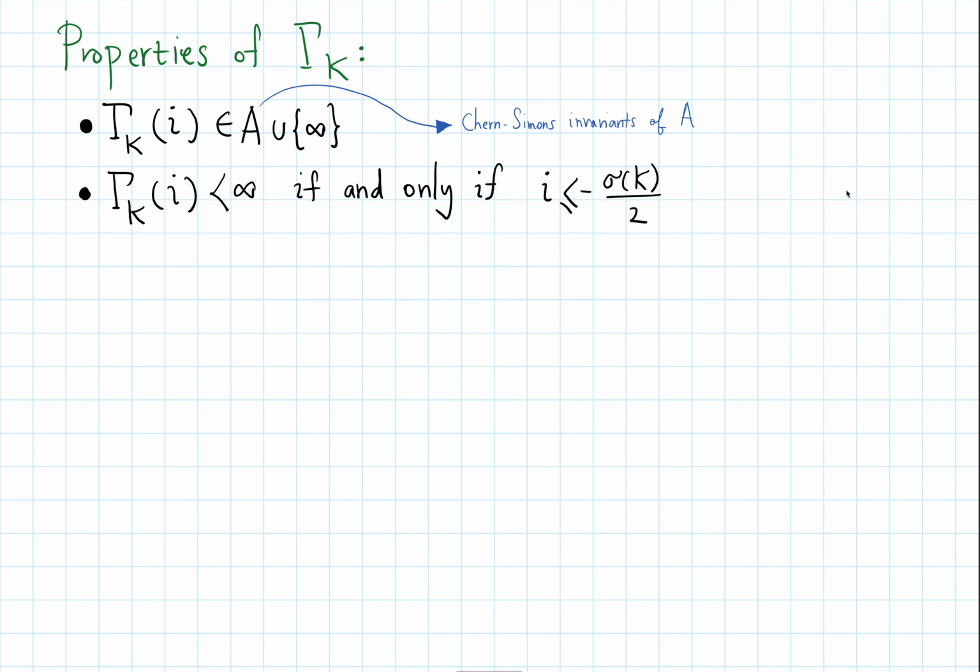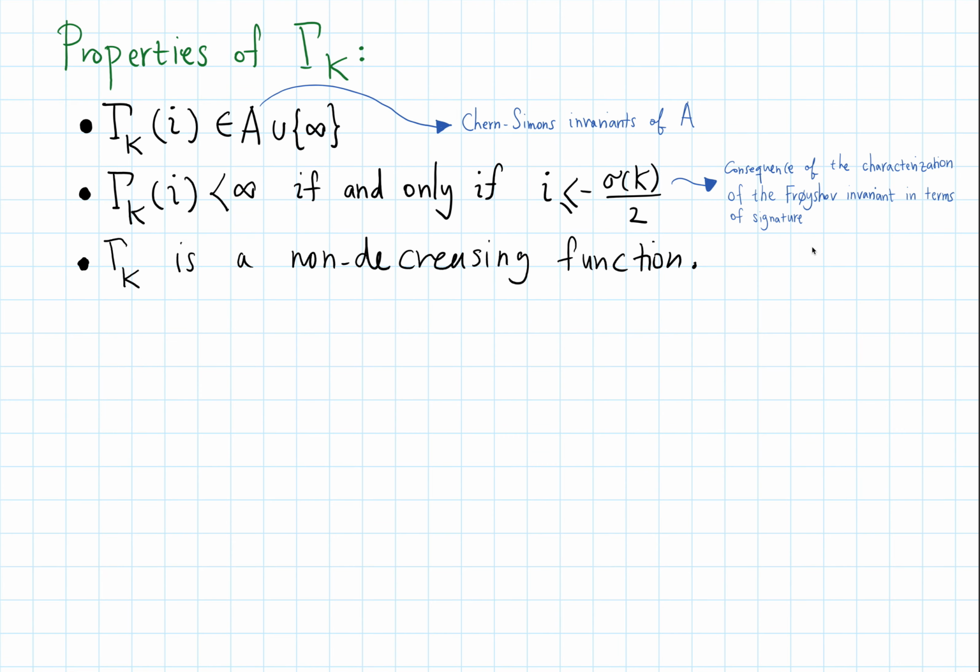In fact, we can completely characterize when we would get infinity. Gamma k at some integer is finite if and only if this integer is less than or equal to negative signature over 2. So you can probably identify this term with the singular Froyshov invariant that we talked about before in the case of local coefficient systems. And in fact, that's the starting point. So this property is coming from the similarity in the definition of gamma k and the singular Froyshov invariant. This function gamma k is a non-decreasing function.